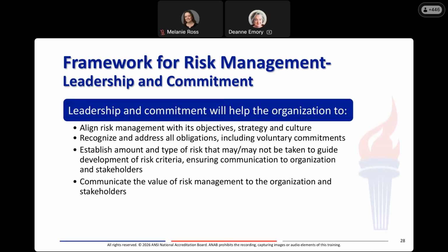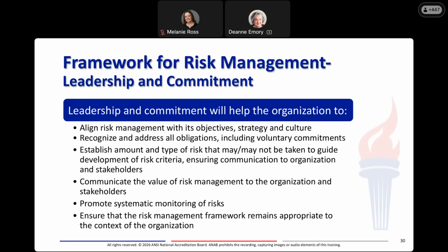Leadership and commitment will also help the organization to communicate the value of risk management to its stakeholders and to the organization in general. And it will promote a systematic monitoring of risks. Finally, it will ensure that the risk management framework remains appropriate to the context of the organization.